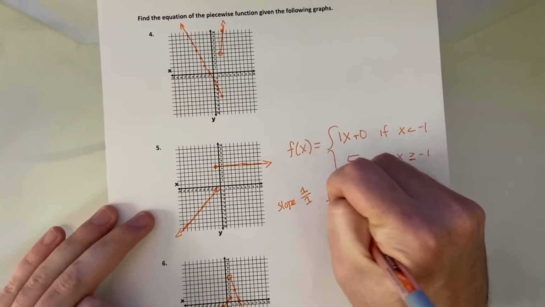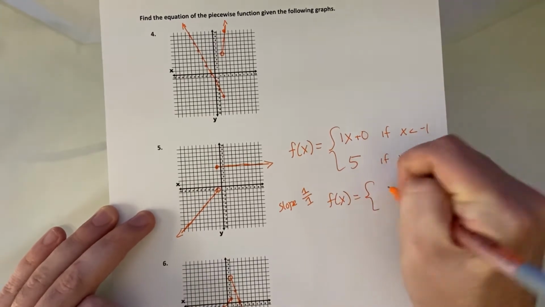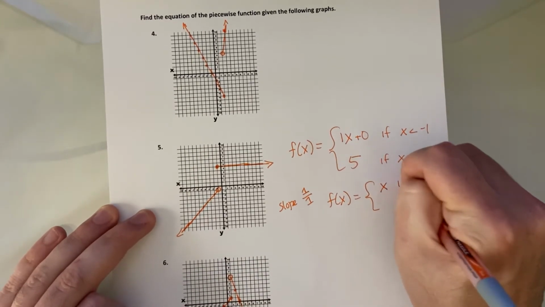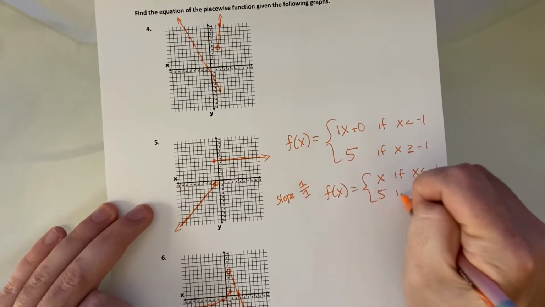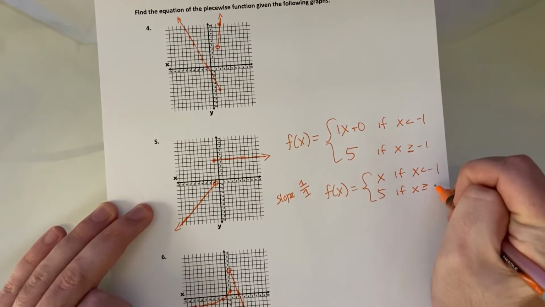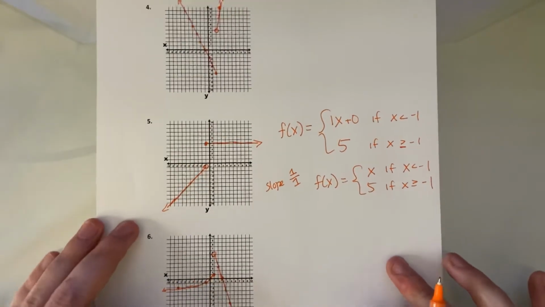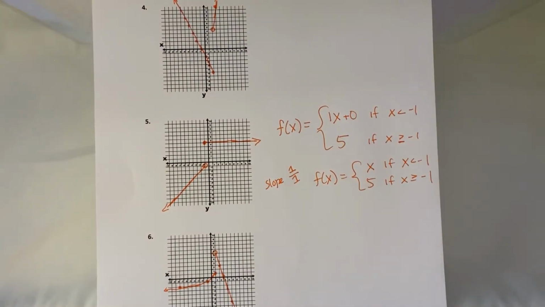We don't really need that 1 or the 0, so you can also rewrite this as f of x equals x if x is less than -1, or f of x is 5 if x is greater than or equal to -1. So that's what it would look like to turn the graph into an equation.